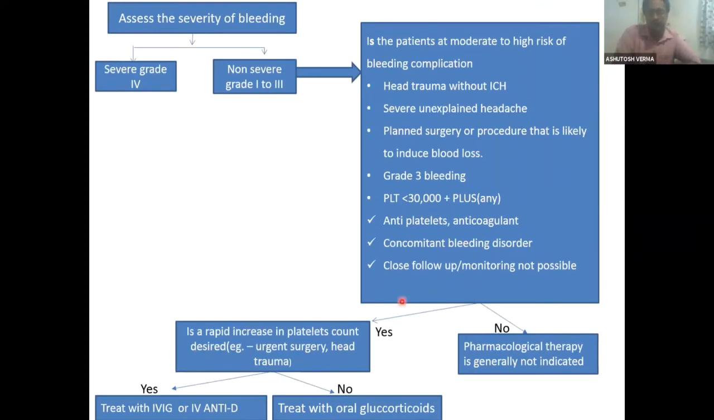So the treatment further depends upon whether a rapid increase in platelet count is desired or not. Like in cases of urgent surgery or head trauma, if a rapid increase in platelet count is desired, then we should treat with IVIG or NTD or methylprednisolone. But if a rapid platelet count increase is not desired, then we can treat with oral glucocorticoids. Bleeding, like grade 1 and 2 skin bleed, who do not have a moderate to high risk for bleeding complication, pharmacotherapy is not indicated.